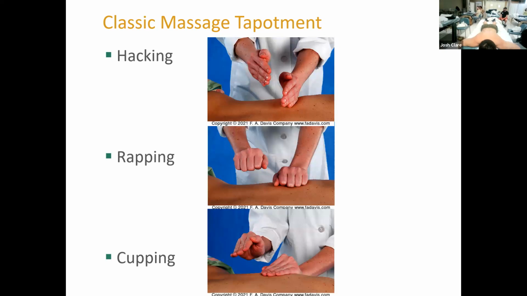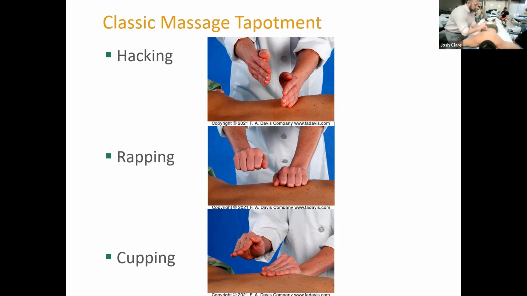All right, so with everything, we want really flexible wrists. We want to be really soft. As I make contact with my patient, my wrist should basically bounce off of my patient. I'm not rigid. That is the thing that we really want to practice for all of these techniques. So, hacking.